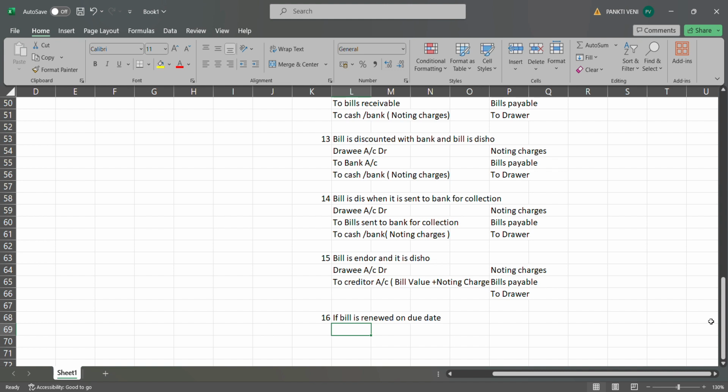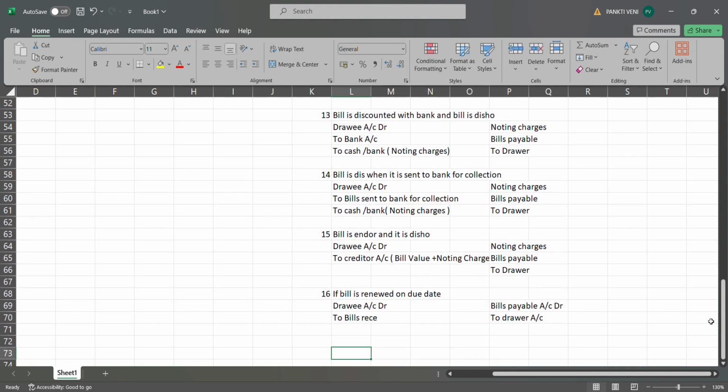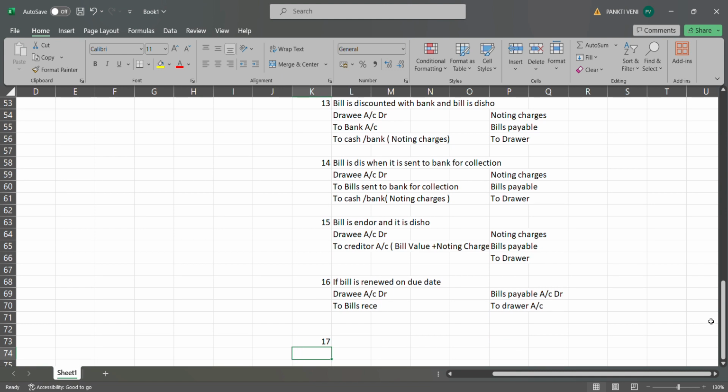If the bill is renewed on due date, then here it will be drawee account debit to bills receivable. Here it will be bills payable to drawer. Bills payable account to drawer account. Then we have next 17. If bill is renewed on due date for interest charge for delayed payment.